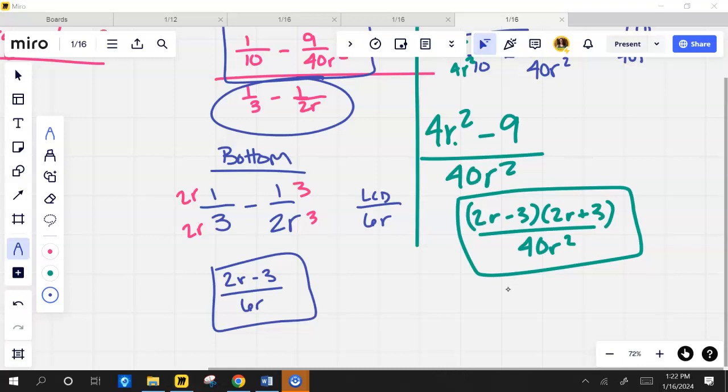You can't divide the 3 by the 2. But if that 3 had been a 6 or a 4 or anything like that, you could take a 2 out. All right, so now here's the new stuff.